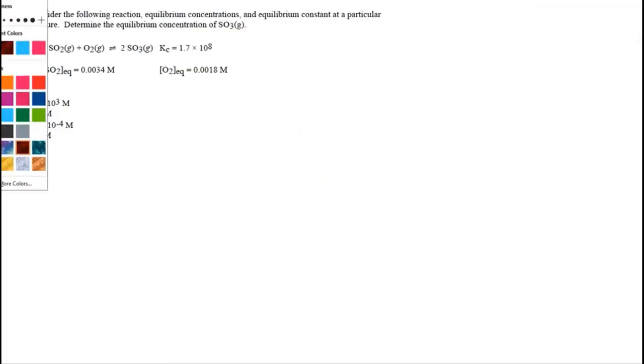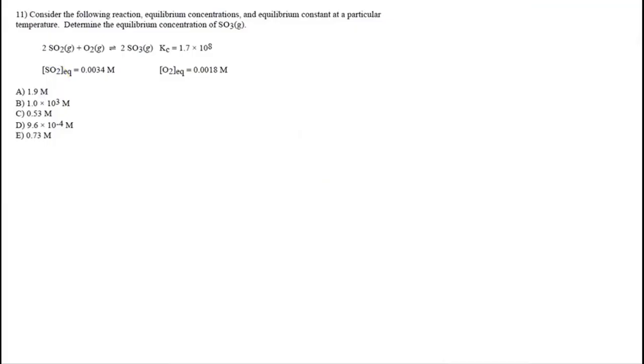All right, folks, number 11. Remember, we got to change our brains because we're in chapter 13 territory now. And just to let you know, everything you learn in chapter 13 about ICE tables, you're going to use for chapter 14, chapter 15, and some of chapter 16. Why? Because equilibrium does not stop here. Equilibrium can have to do with acids and bases. Equilibrium has to do with aqueous solutions that we're mixing together that have solids and liquids. So we have to start thinking of things in different ways.